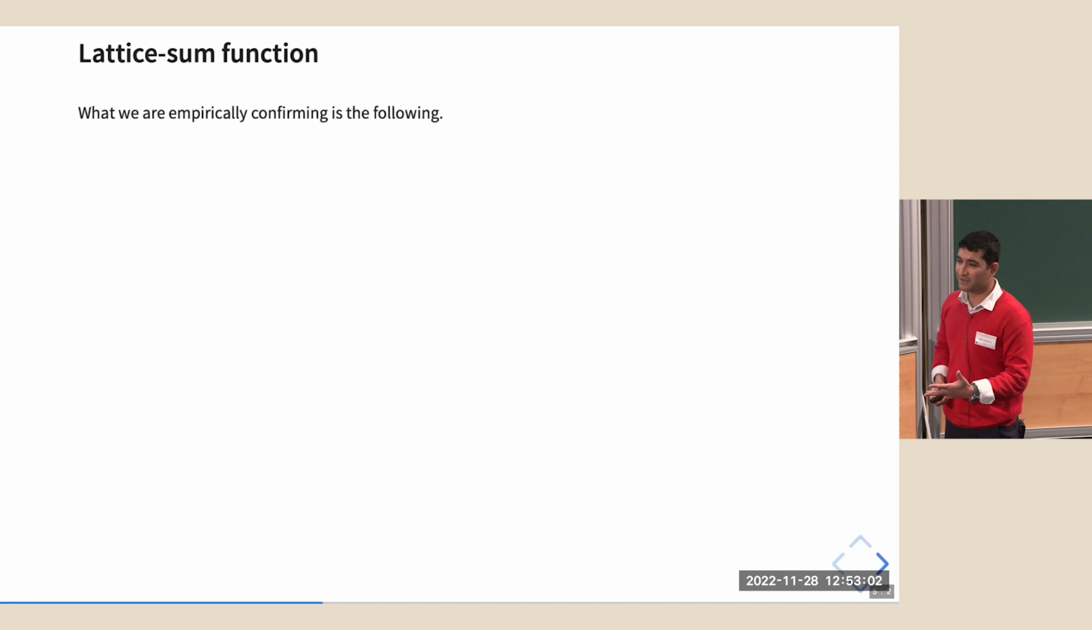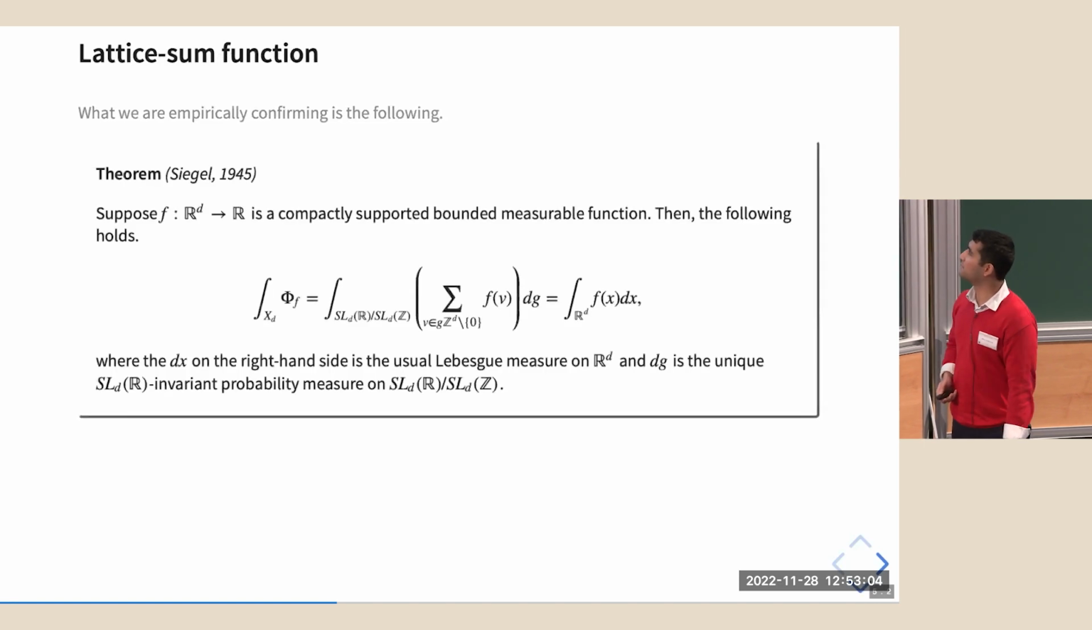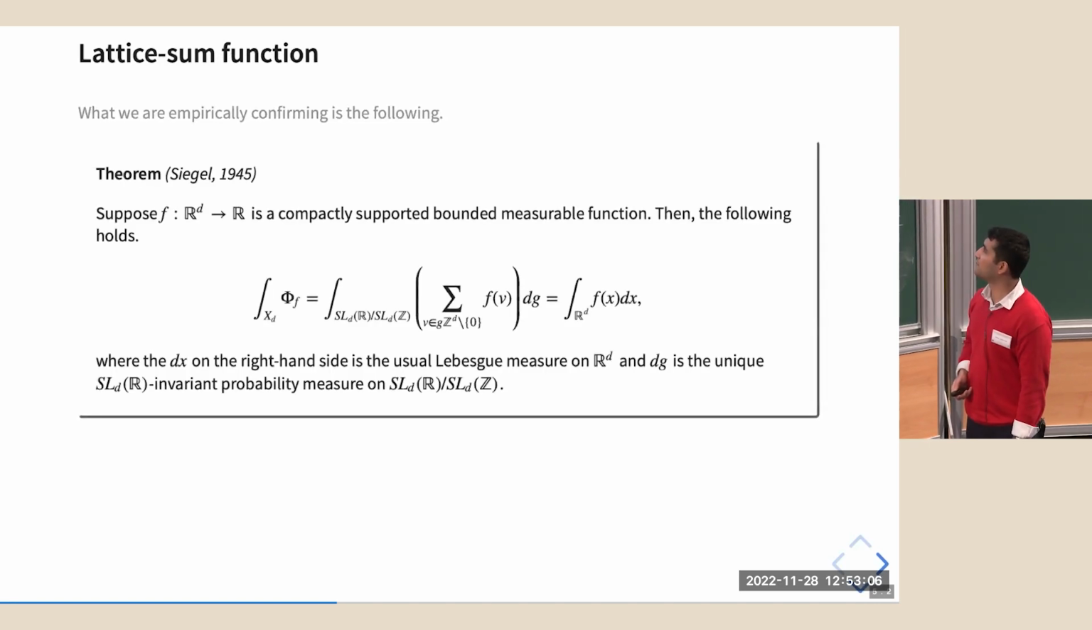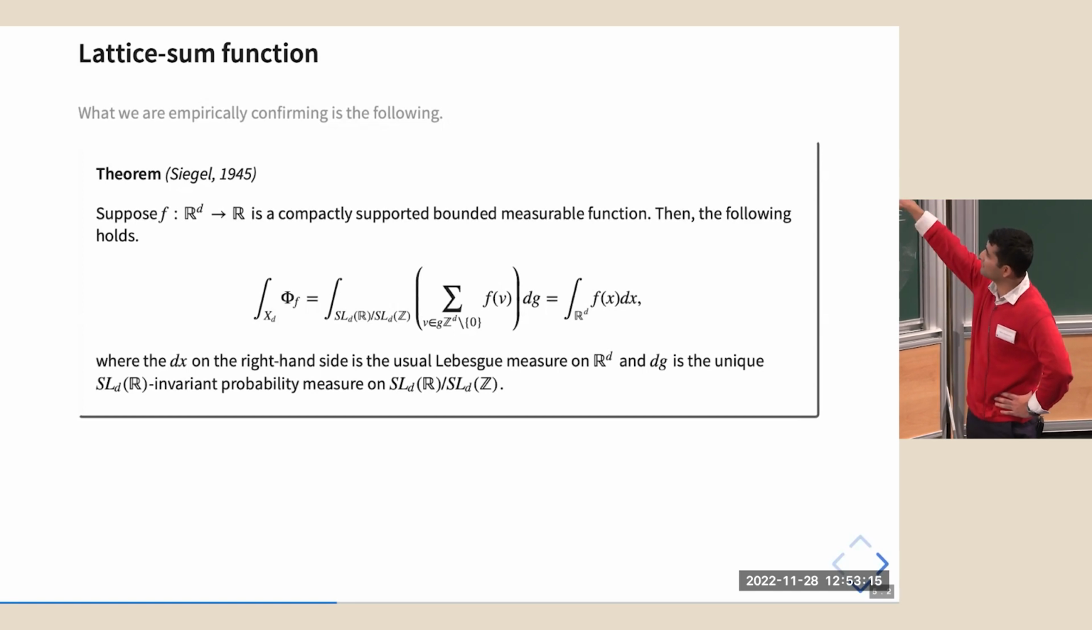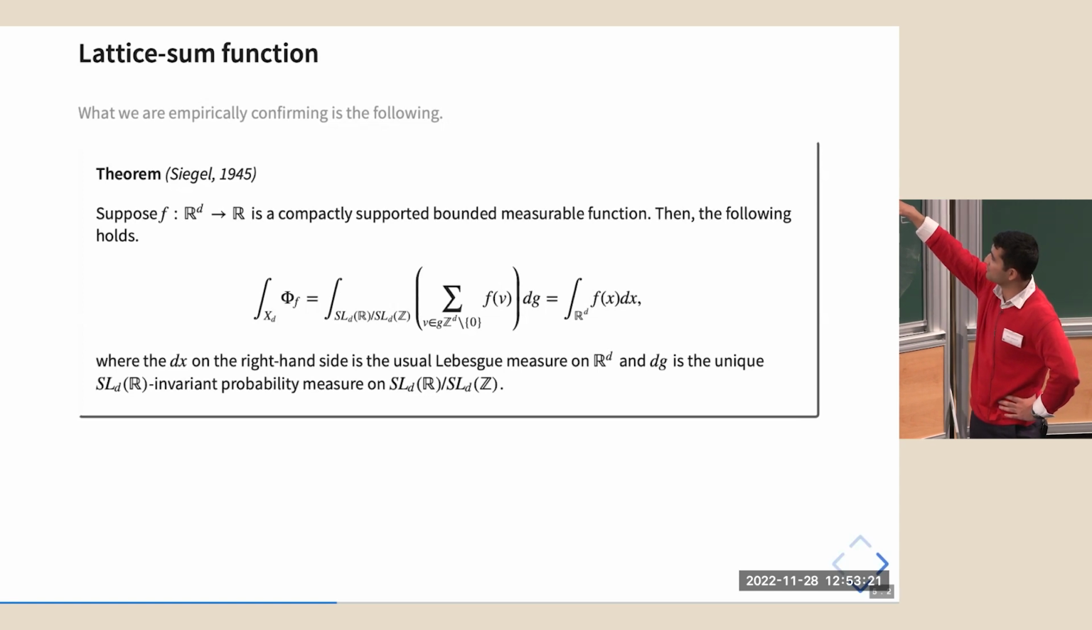What I'm alluding to is this very classical theorem of Siegel. It says if you have a compactly supported function, then you can play the following game. You take the lattice sums, you take the expectation value of these lattice sums. X_D is your space of lattices, and if you take the expectation value, it's equal to the integral of f.